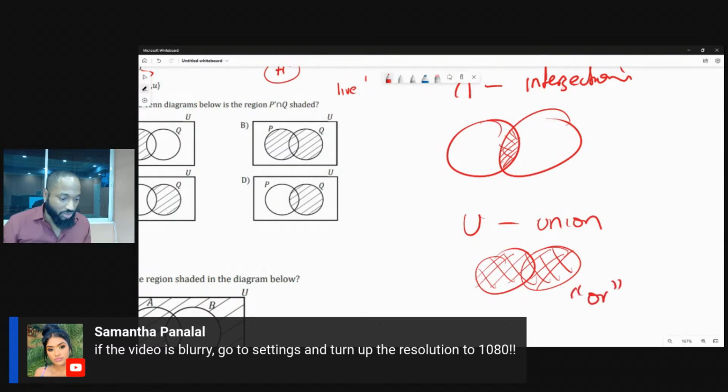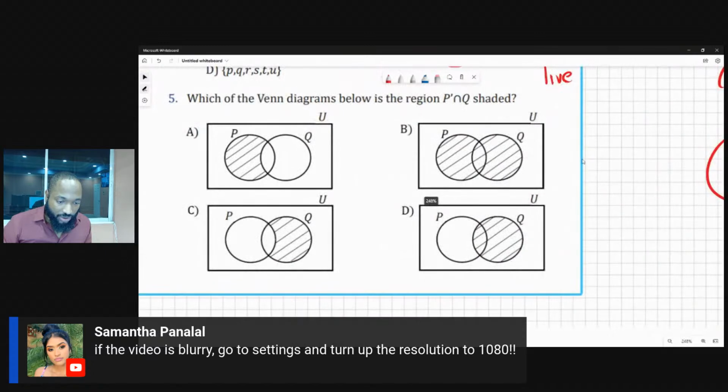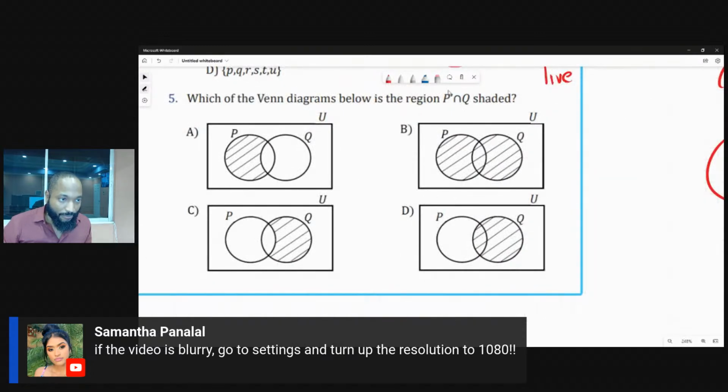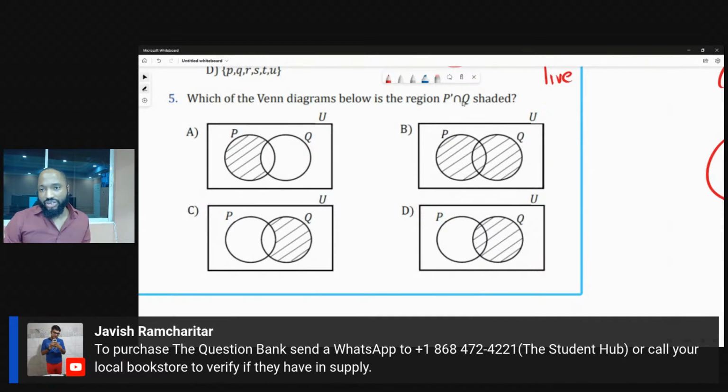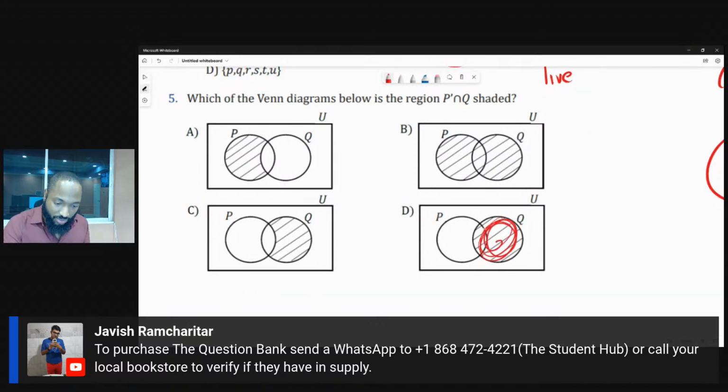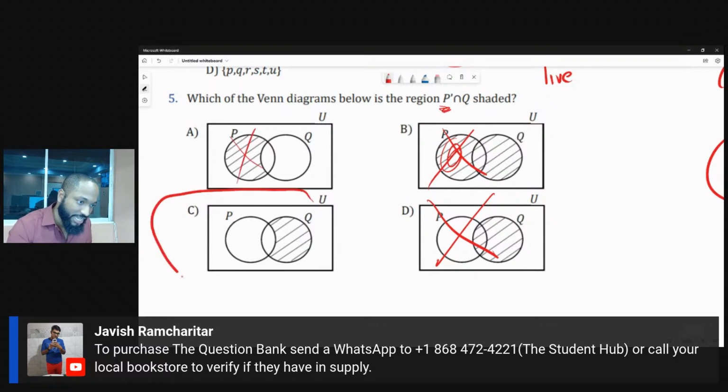All right, so back to this question. They want everything outside P and everything that is in Q. So it must be in Q and outside P at the same time. So this one is in Q, but look, this part is in P. So D is wrong. This has P. This is wrong. It can't have any P. It must be outside of P. So this C is the answer. C is the answer.